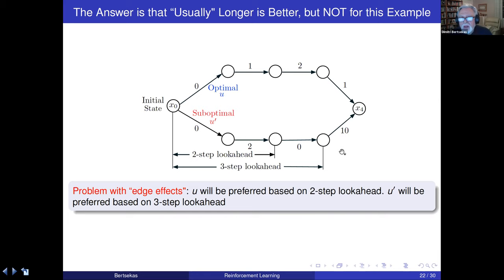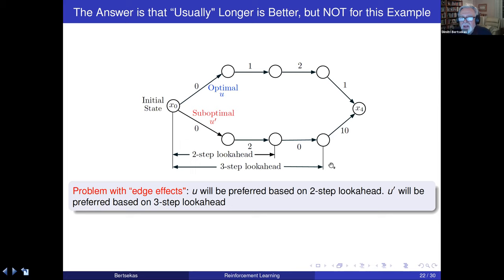What's going on here? In some other way, can you see, how about the role of this 10 here? If this 10 was not there, if it was a one, equally good as this one, then the bottom path would be better. What's happening is that there is a bad choice waiting for us just over the edge of the look ahead. In other words, we're having edge effects.